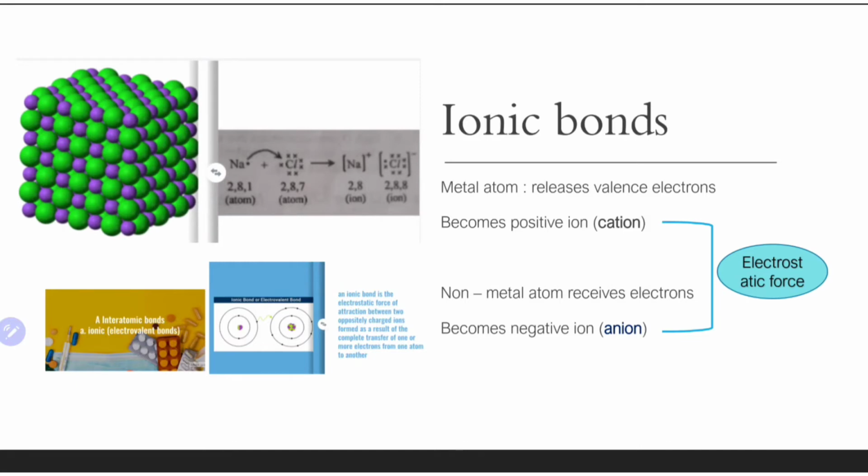For ionic bonds, these bonds come from a metal and a non-metal. The metal atom releases valence electrons, or outer shell electrons, and becomes a positive ion or cation. But the non-metal atom receives electrons and becomes a negative ion or anion. And then between the cation and anion, there is a force that we call electrostatic force.